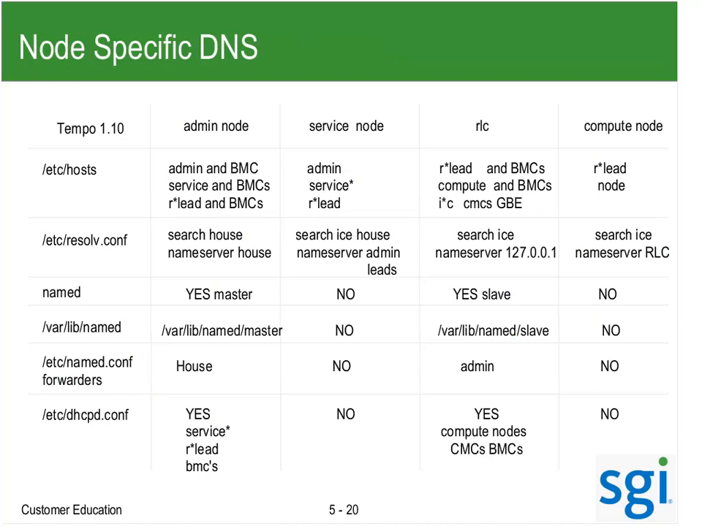So 520 is trying to show in Tempo 1.10 what the admin node, the servers, the rack lead, and the computes have for their host file, their resolve.conf, whether they're running named D. So the admin node is master, and the lead nodes are the slaves. And then what they have in var lib, and then their named.conf forwarding. And lastly, DHCP.conf and what it has.